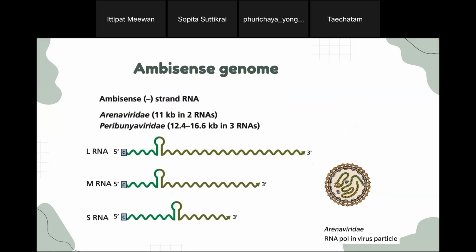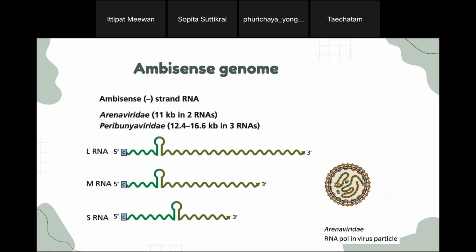The next one is the ambisense genome. The ambisense genome contains both positive and negative single-stranded RNA. It is a single chain of RNA, but those regions can be identified as positive sense and negative sense. I highlighted the green ones as the positive sense and the olive ones as the negative sense. It can have a loop here in order to increase the stability of the RNA.